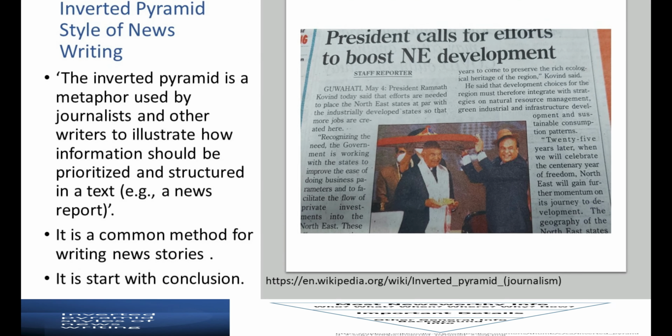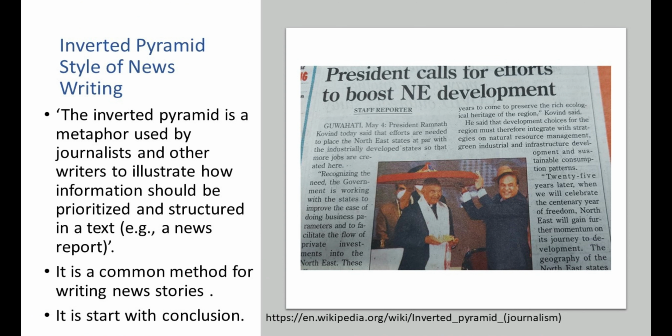The inverted pyramid is a metaphor used by journalists and other writers to illustrate how information should be prioritized and structured in a text. For example, for a particular event, you have collected so much information, but you need to write one news story, and it is not possible to cover all the information you have collected. So, the first point is which is the most important information. We should prioritize those things, and from most important to least important, all the information will be systematically arranged.